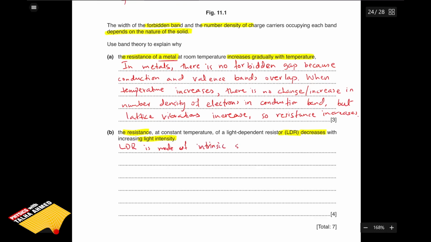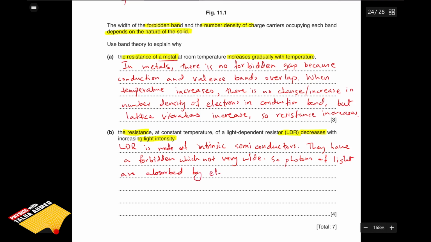So first of all, you need to realize what material LDRs are made out of. They're made out of intrinsic semiconductors. And semiconductors are a little different from your metals, which we have just discussed above. Where in metals we had no forbidden gap and the valence and the conduction bands were overlapping, in semiconductors you actually do have a forbidden gap. Now it's not like total insulators where the forbidden gap is very large. In semiconductors the forbidden gap is there, but it is small enough that it can be overcome.